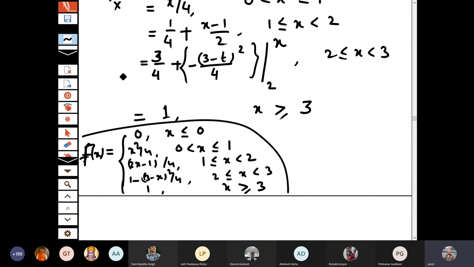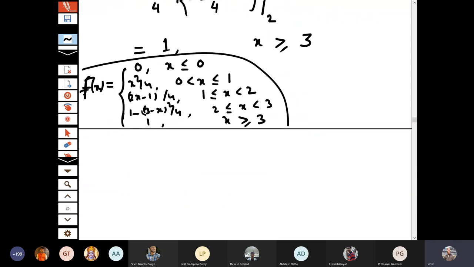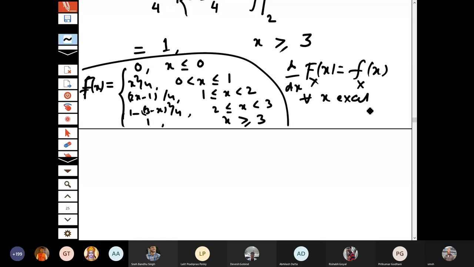I hope I have made the description very clear to all of you. Okay. At these points only, the function is not differentiable.